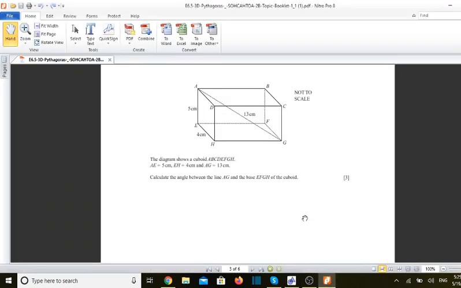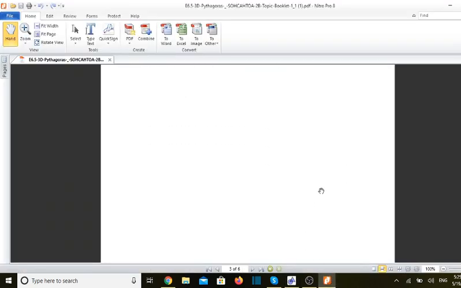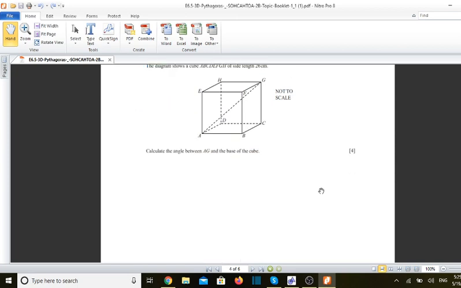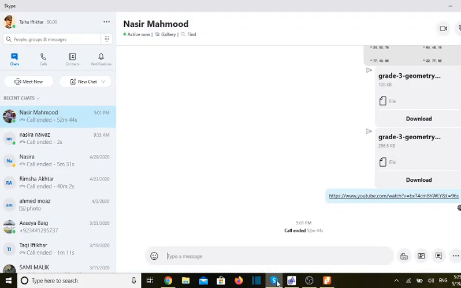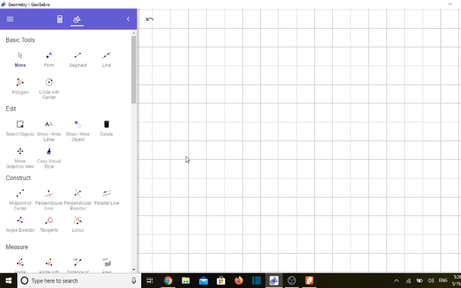Okay. So the next question is, here you have a cuboid, here you have a cube, and the length of side is 26, so it means all the sides are 26 centimeters. So you need to find the length of this side. Okay, let's draw it first.